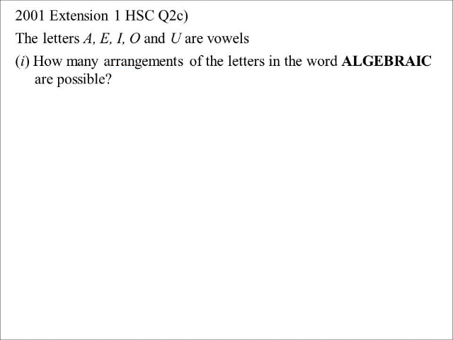Let's have a look at an HSC question. Now in the HSC, they cannot assume anything because this is maths, not English. So in case you didn't know, the letters A, E, I, O and U are vowels. Okay. How many ways of arranging the letters in the word algebraic are possible? So no conditions here, just how many ways, using all the letters, algebraic. Well, 9 factorial, and in fact there's only 2 letters the same in there, it's the 2 A's. So 9 factorial on 2 factorial.